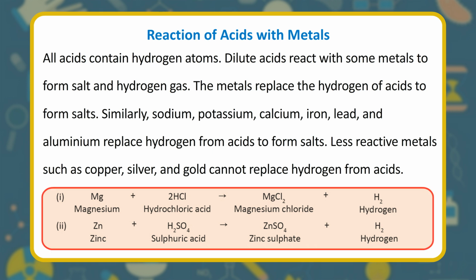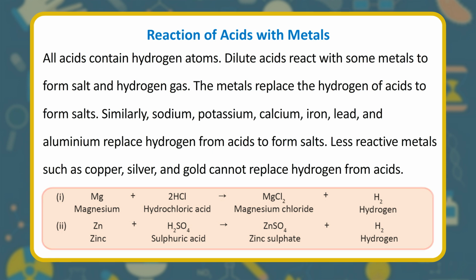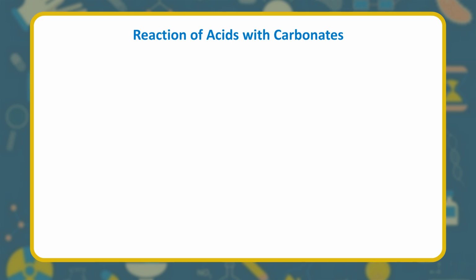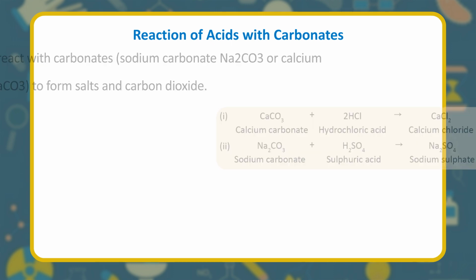Mg, magnesium, plus 2HCl, hydrochloric acid, gives MgCl2, magnesium chloride, plus H2, hydrogen. Zn, zinc, plus H2SO4, sulfuric acid, gives ZnSO4, zinc sulfate, plus H2, hydrogen. Reaction of acids with carbonates.